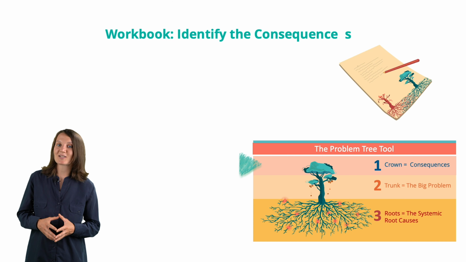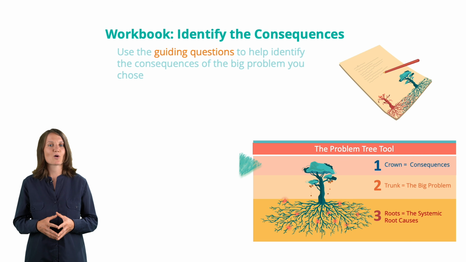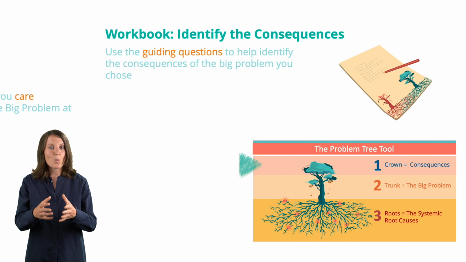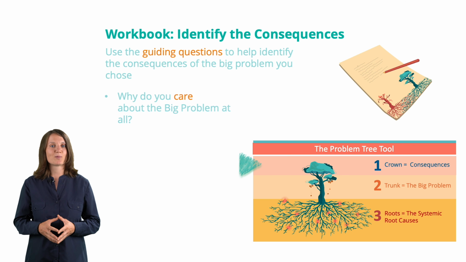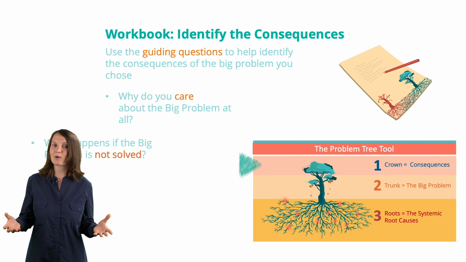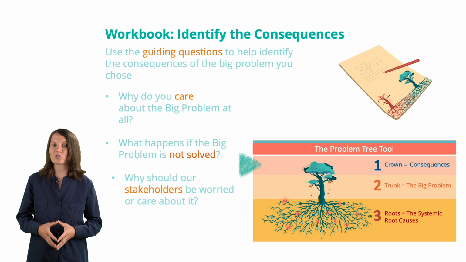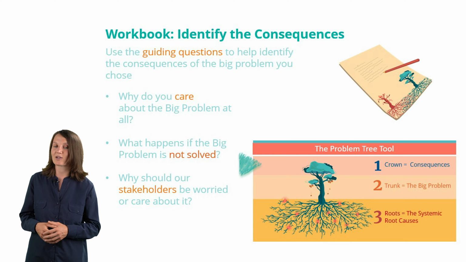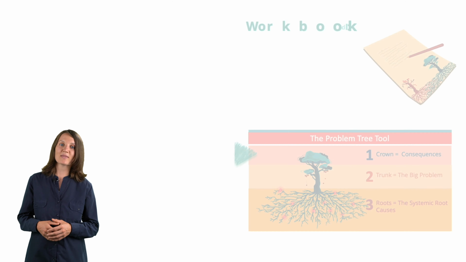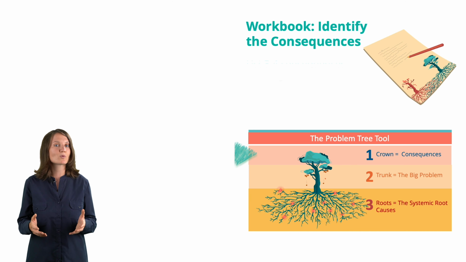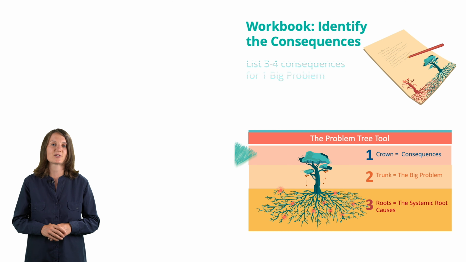The following questions might help you arrive at a good definition of the consequences. Why do you care about the big problem at all? What happens if the big problem is not solved? Why should other stakeholders be worried or care about it? We recommend that you list 3-4 consequences for one big problem definition.